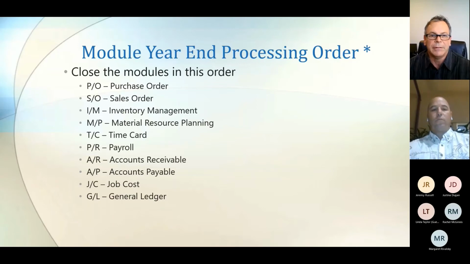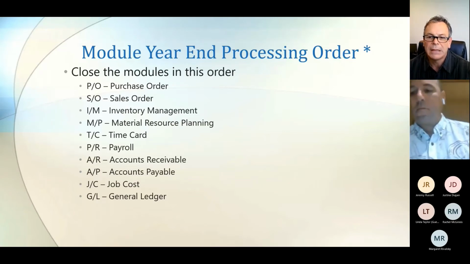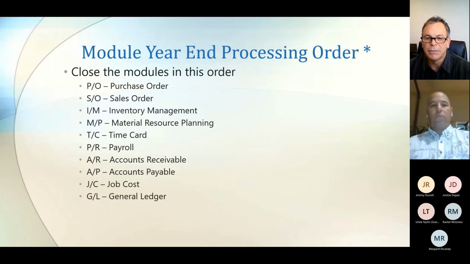Sage published this document as their preferred order to close them in. The reality of it is, and what I tell my customers is, to simplify this, just close from the bottom of the launcher to the top of the launcher. So you can see, they're recommending purchase order, sales order, inventory happen before general ledger.